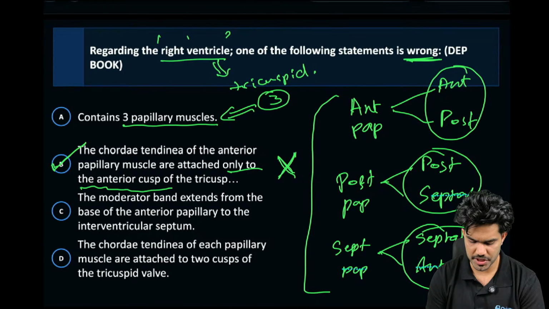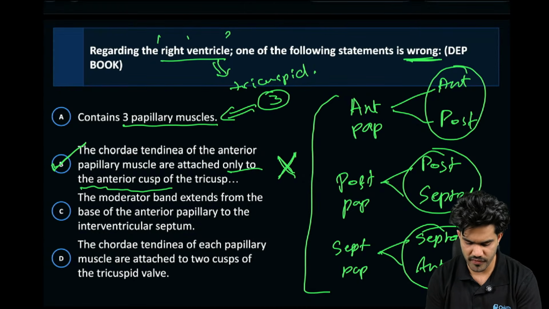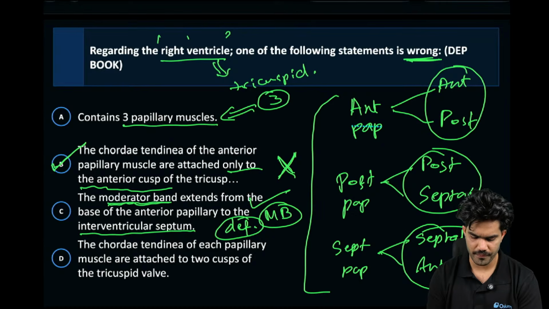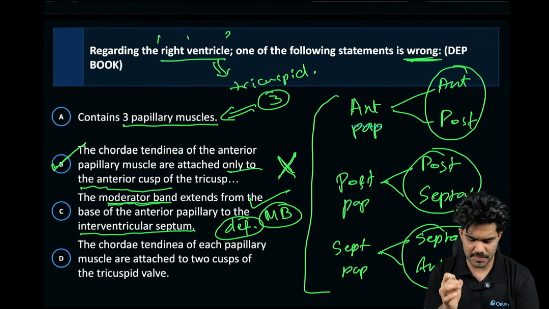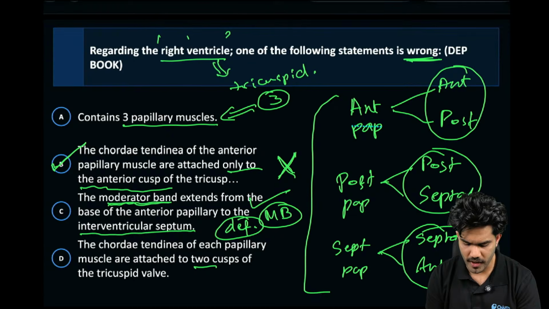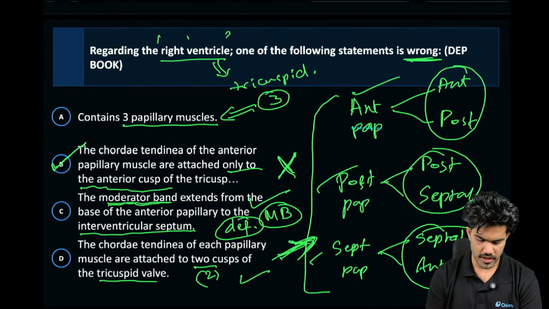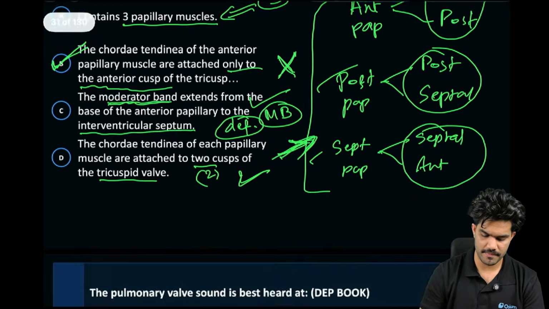Let's see the next option. The moderator band extends from the base of the anterior papillary muscle to the interventricular septum. Yes, this is actually the definition of the moderator band. This is true. The chordae tendineae of each papillary muscle are attached to 2 cusps of the tricuspid valve. Yes, I told you, see how it is attaching this way. So this is also true. So the wrong answer will be B.